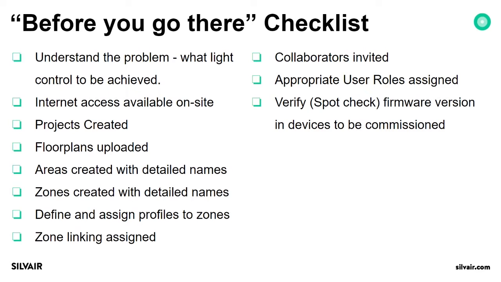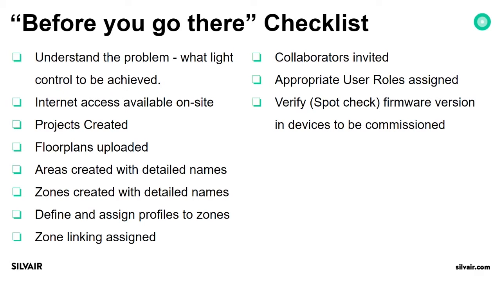It's also good to create zone linking before even devices are added. So, for example, a corridor could be linked to a specific room so that a switch in the corridor can control the lamps inside the room. It's also very time saving if it's done before physically going on site and starting commissioning.